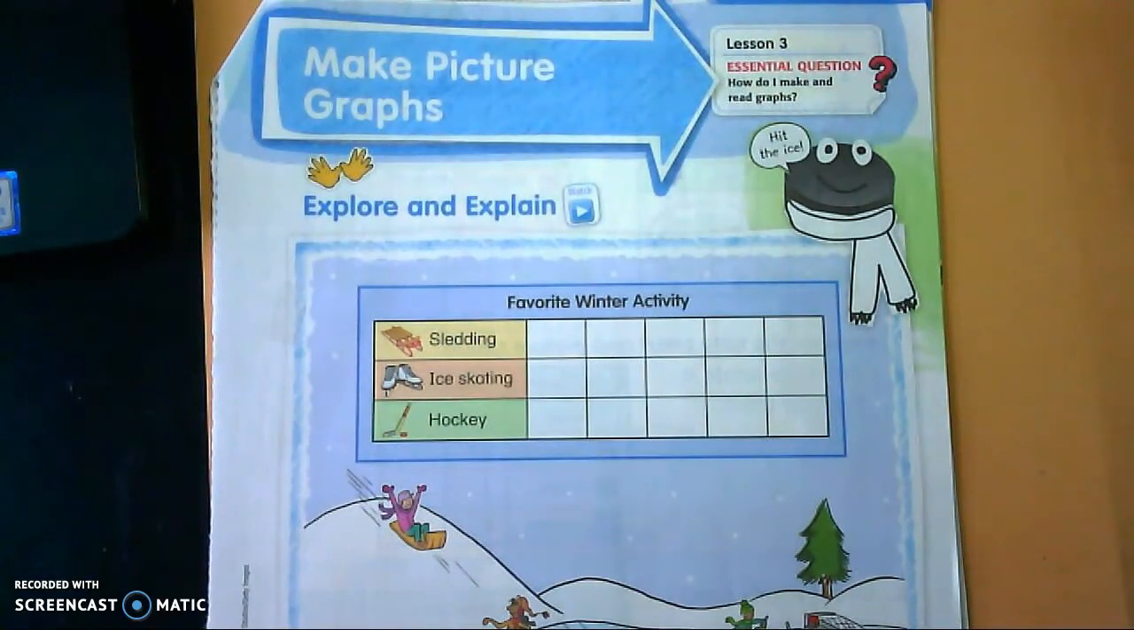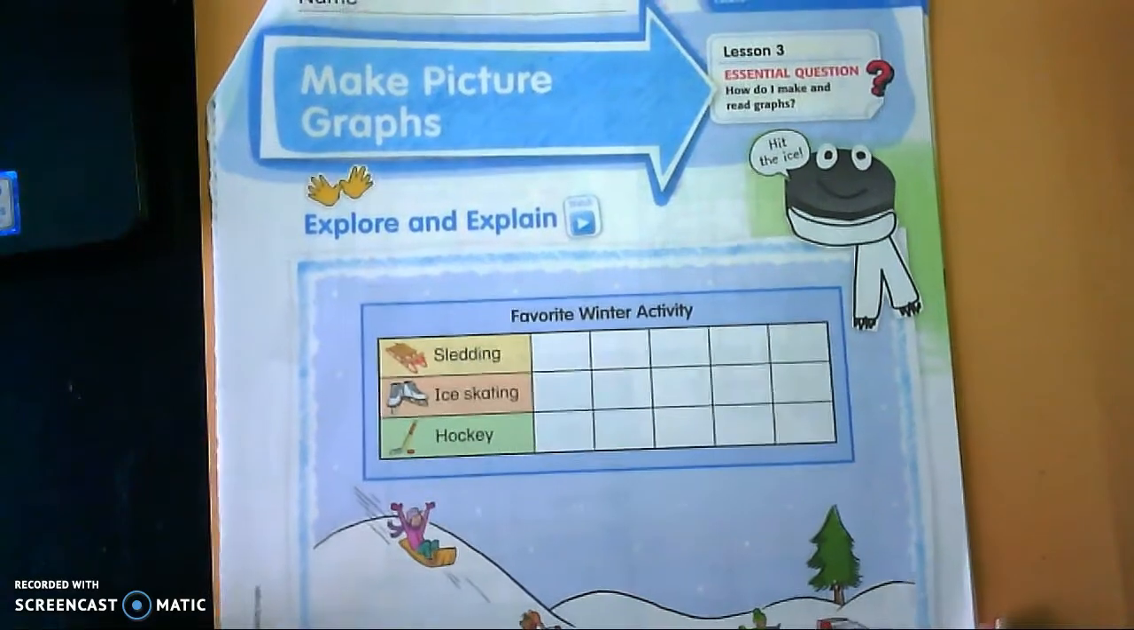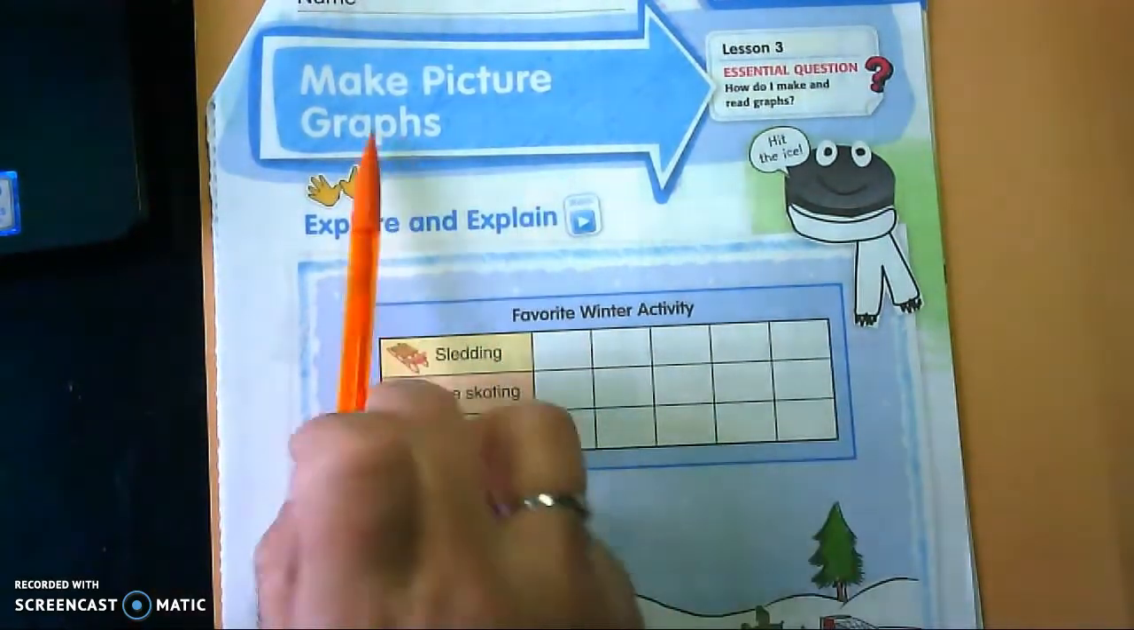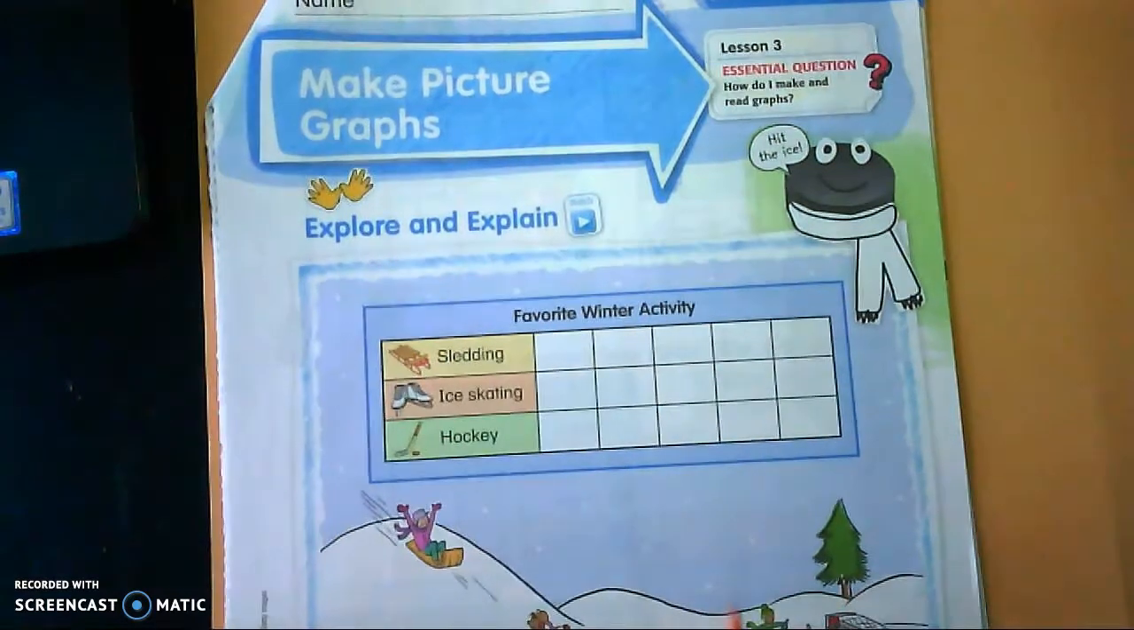Good morning, everyone, and welcome back to learning about math. Today's math I can statement is I can make and read graphs. Today we're going to be making picture graphs.